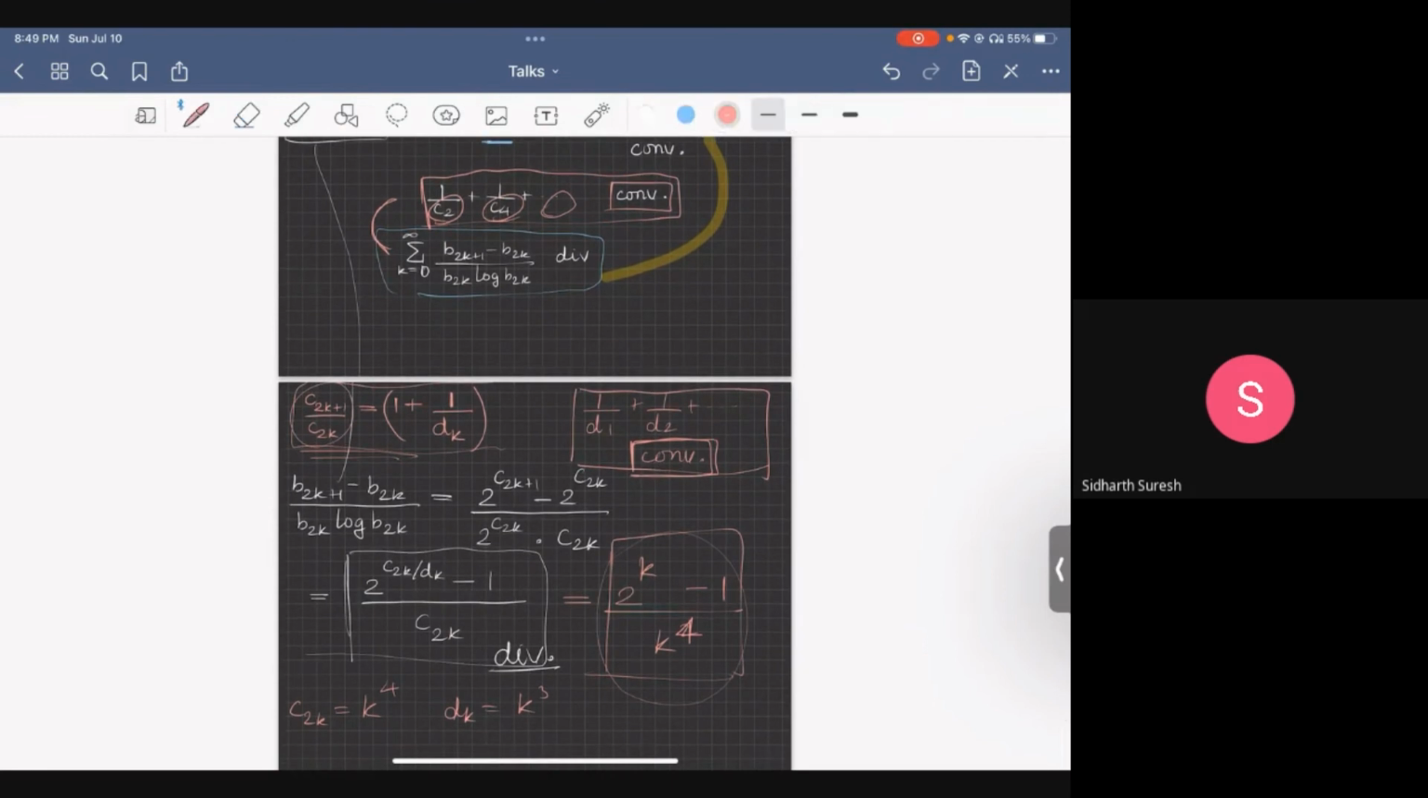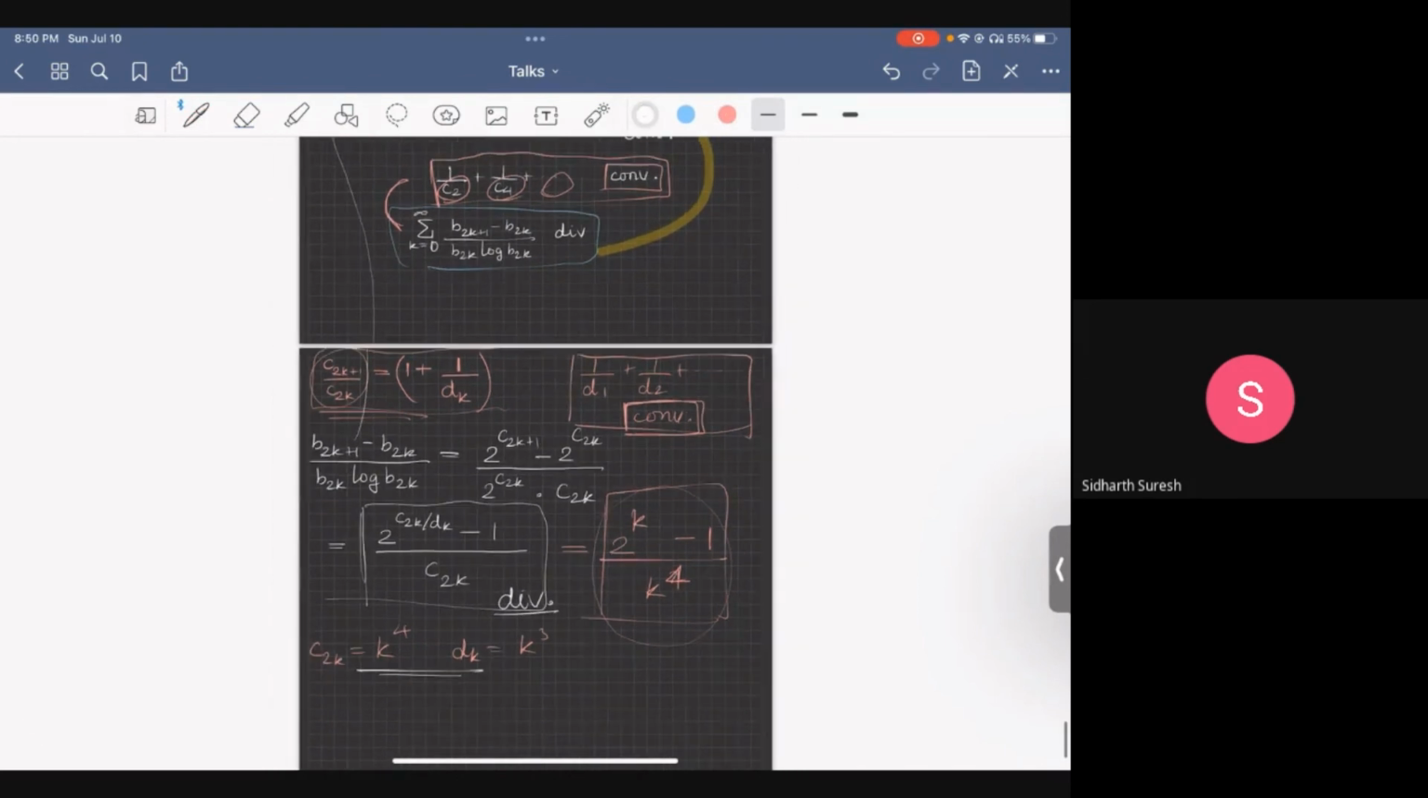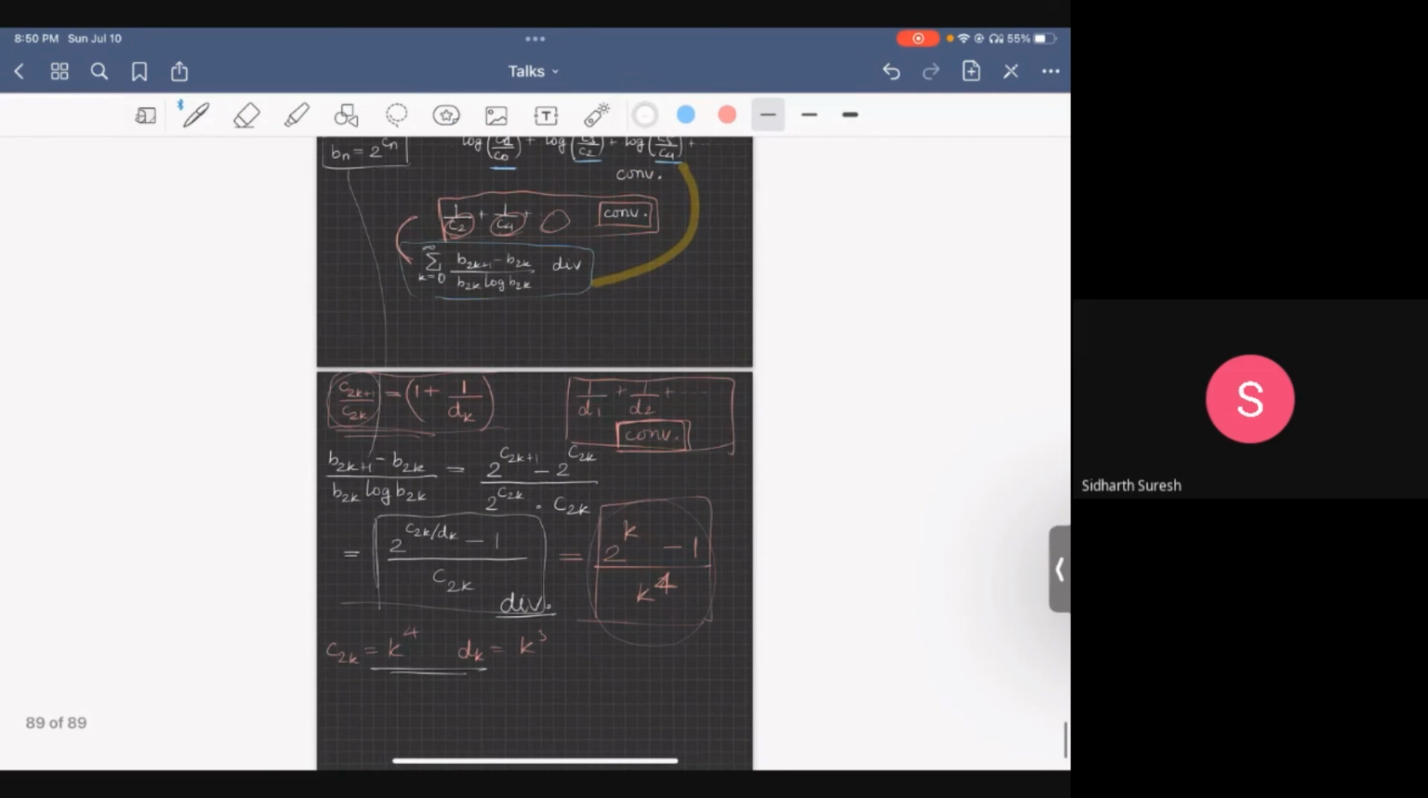So with these in mind, how do the thresholds look? Note that b2k looks like 2 raised to k raised to 4, while b2k plus 1 looks like 2 raised to k raised to 4 times 1 plus 1 over k cube. Right. So yes, this should work.